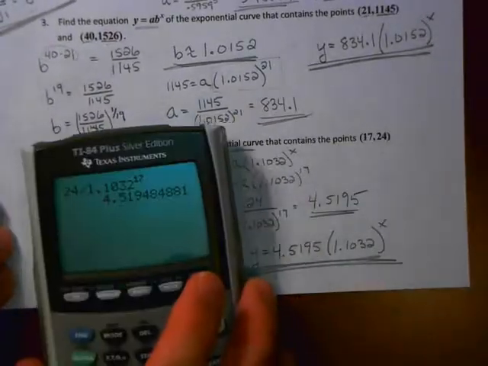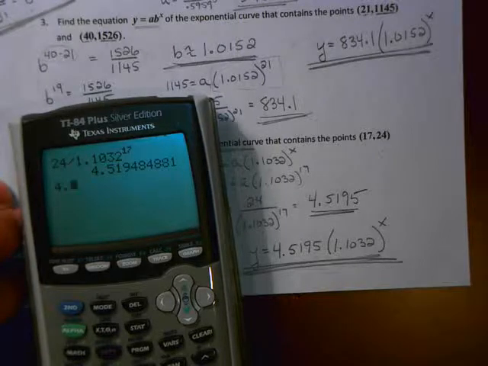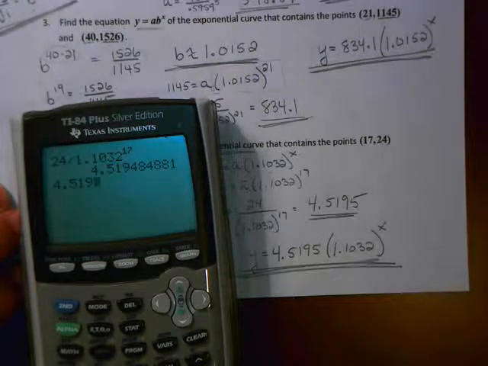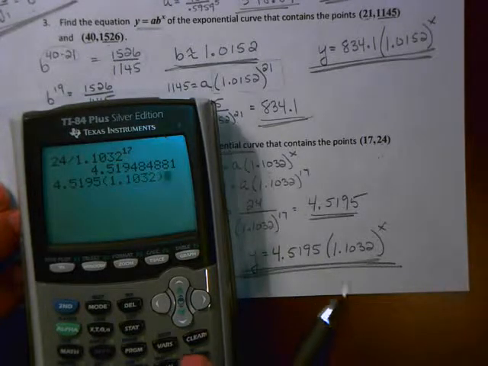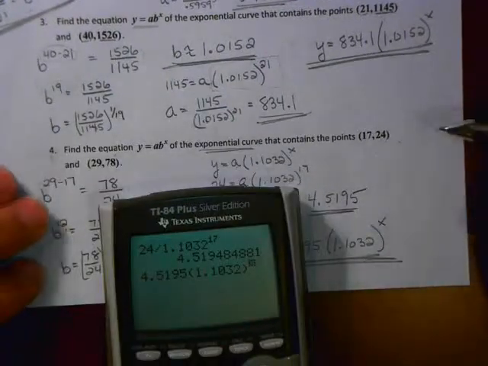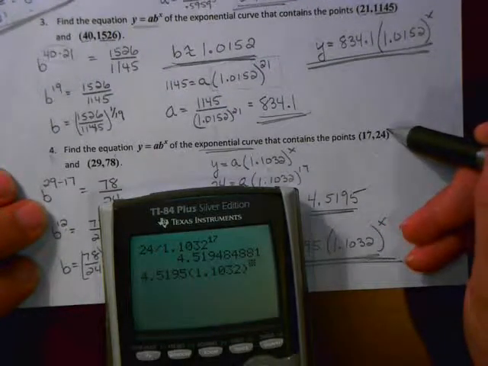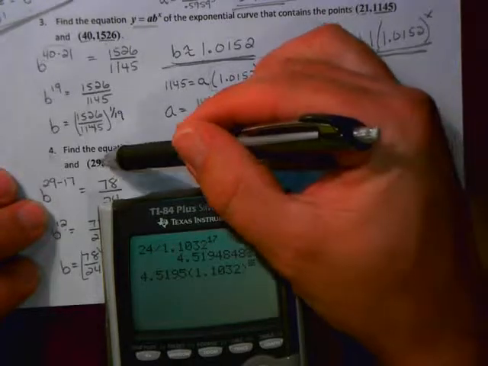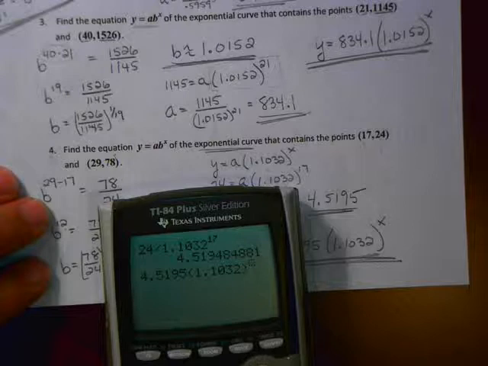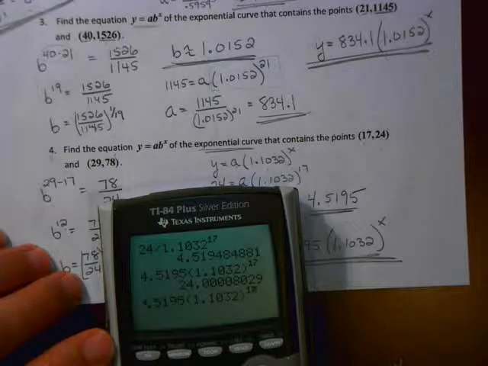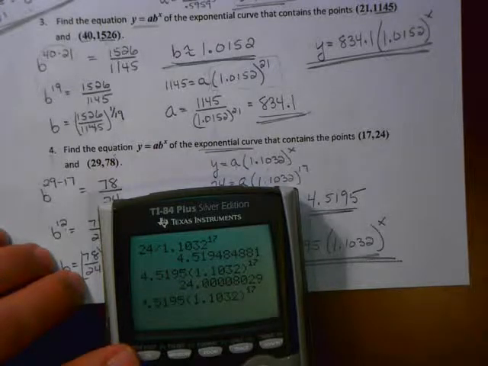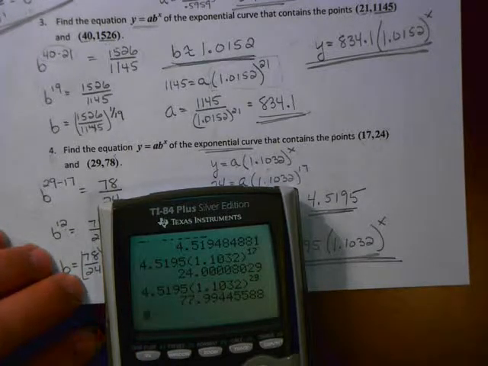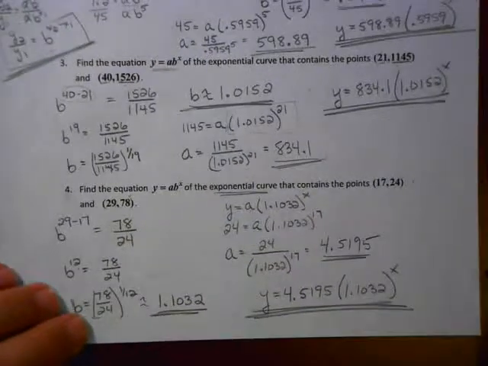Now if we plug this in, 4.5195 times 1.1032 raised, again if I put 17 in, I should be close to 24. If I put 29 in, I should be close to 78. So if we go 17, we should be close to 24. And second enter recalls what you plugged in. So I just want to change this power now to a 29, and I should be close to 78, which is pretty close. I hope this helps. Keep working.